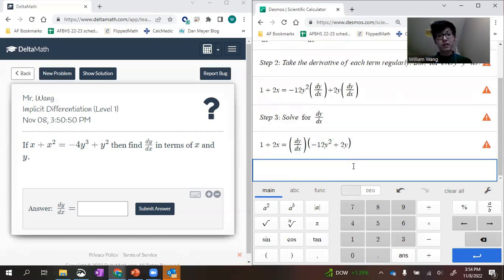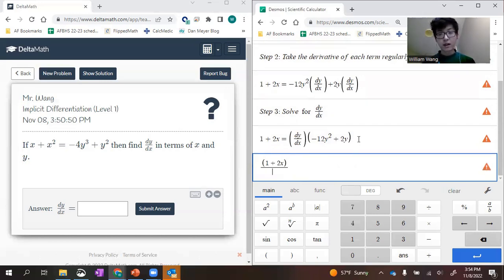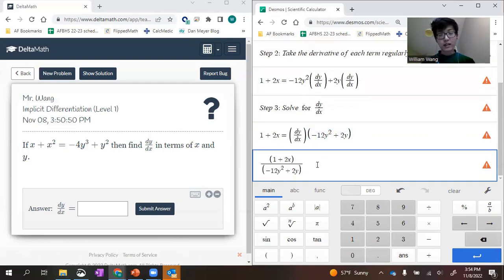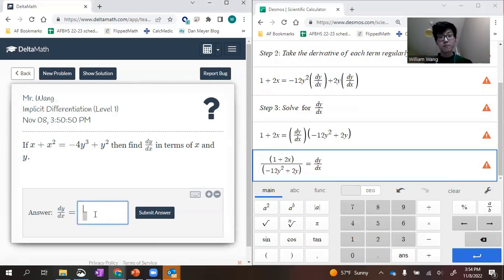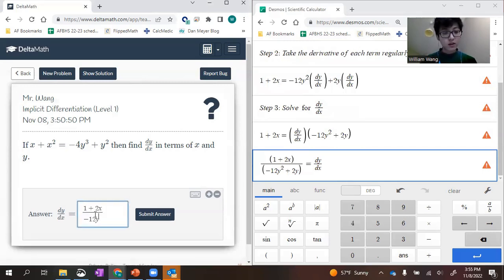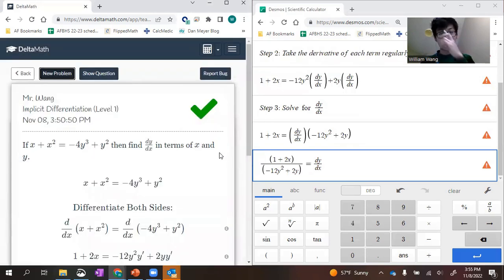Cool. To get dy over dx by itself now, I just have to divide both sides by this. So I'm going to divide 1 plus 2x by this. When I divide the whole equation by this, I'm left with dy over dx by itself. So dy over dx is going to be just that. So let's write that. 1 plus 2x divided by negative 12y squared plus 2y. Submit my answer. Boom. Cool.